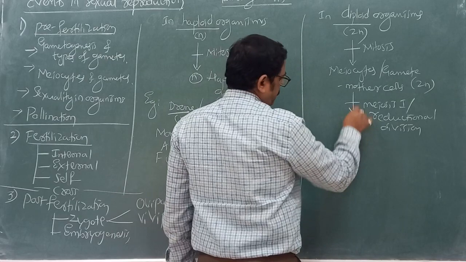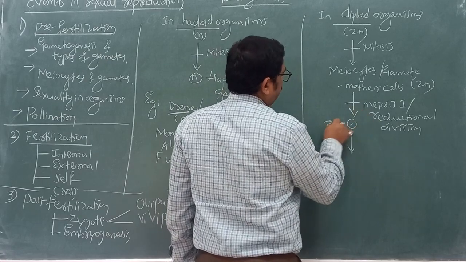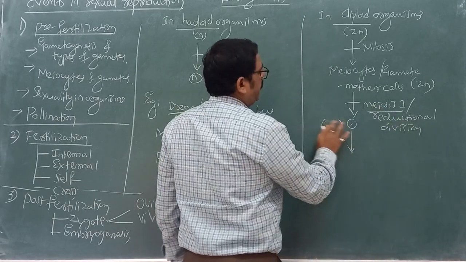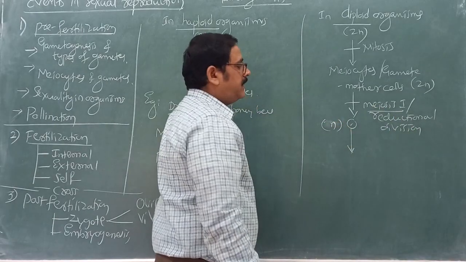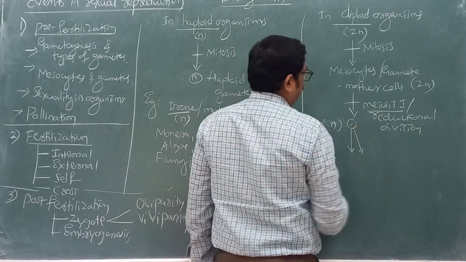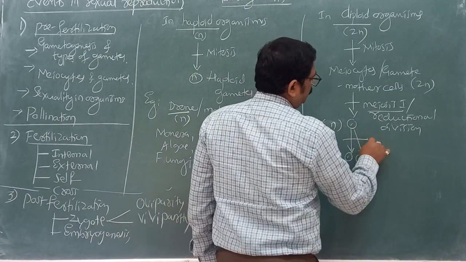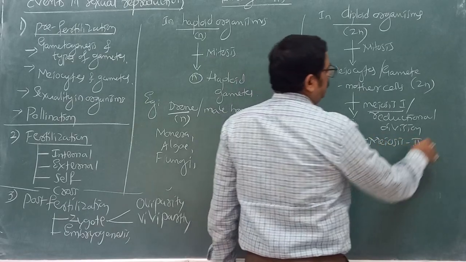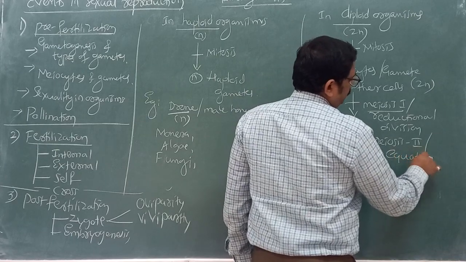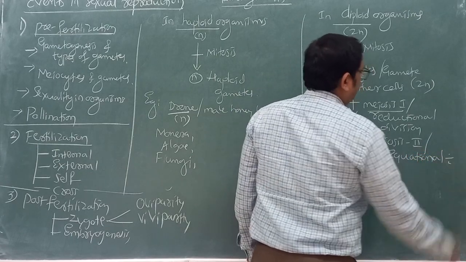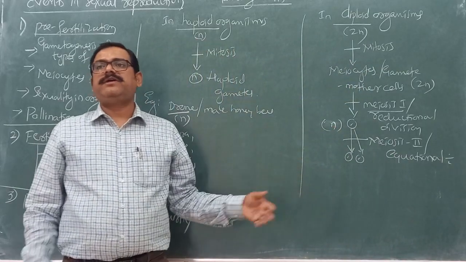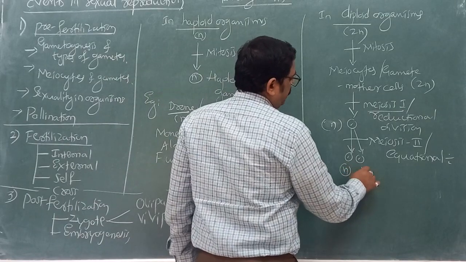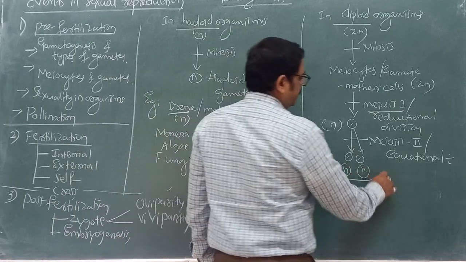And then further it will be the diploid cell only. After meiosis 1, sorry, it will be haploid. And then it undergoes further meiosis 2. Meiosis 2 is again an equational division. Why does it have to be equational division? Because it has already become haploid, there is no need to halve the chromosome number further. There will be the formation of haploid gametes.